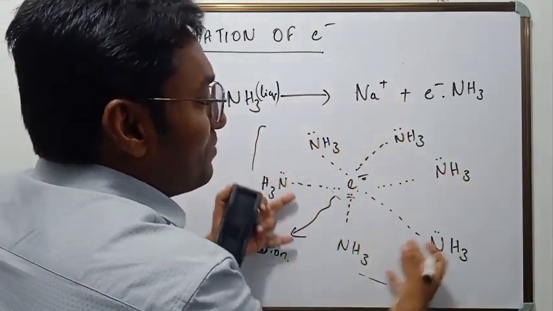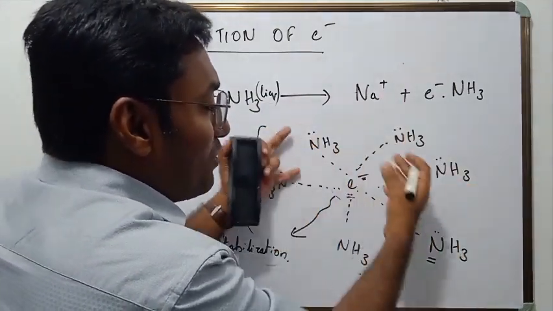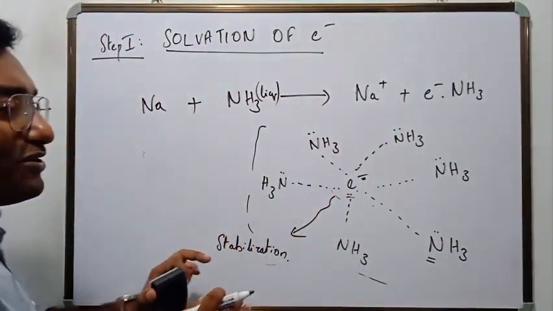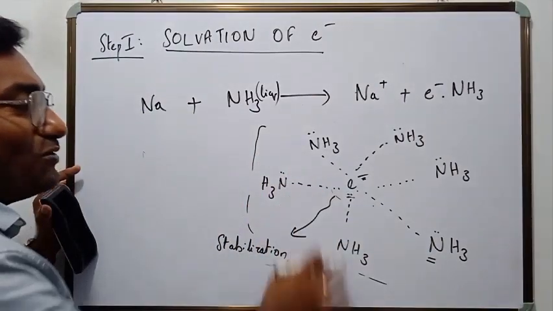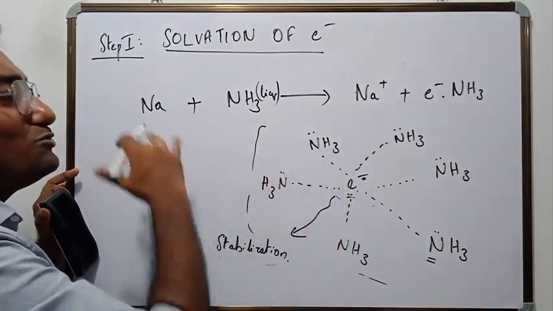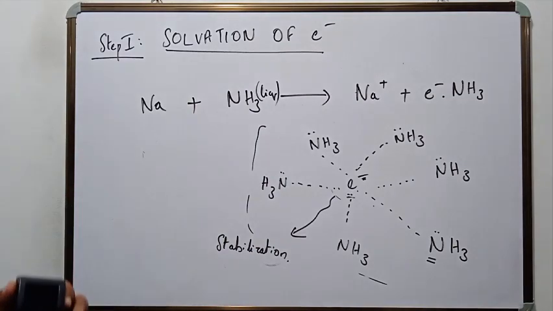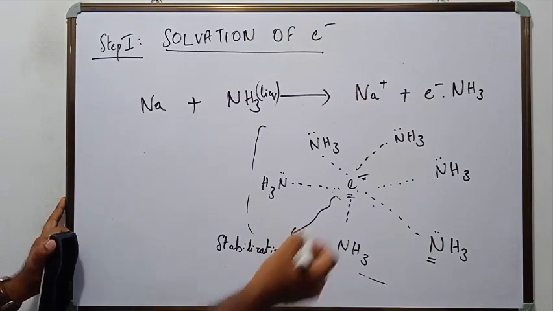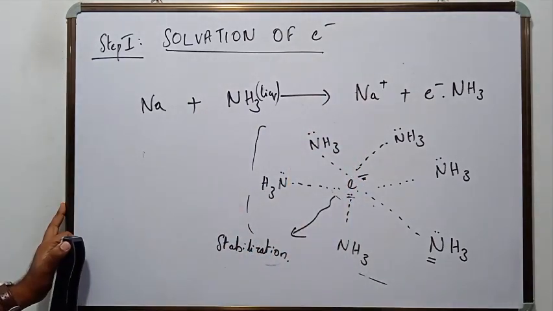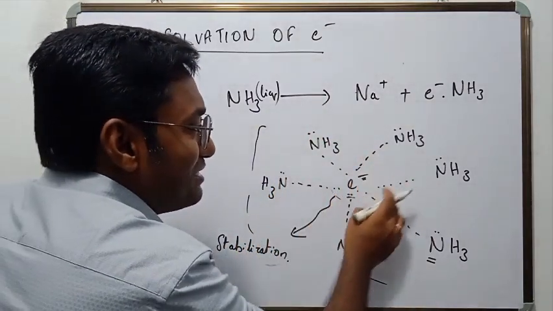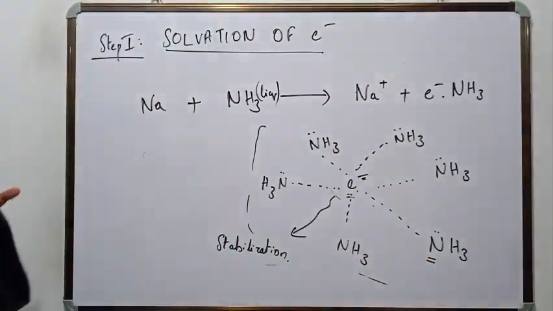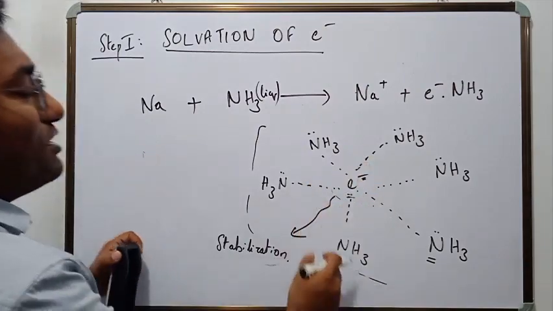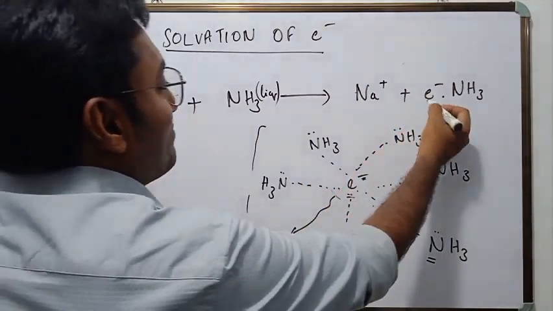All the solvent molecules surround the electron. Not only do they surround the electron, they decrease the negative charge on the electron. They diminish the negative charge on the electron, thus stabilizing the electron. So the solvation effect is happening. By solvation, the electron is getting stabilized, right? Somewhat its negative charge is decreased because of solvation, because the negative charge is being distributed to all the nitrogens. That is the reason. So somewhat the negative charge is getting decreased, and the electron is getting stabilized. So for the electron it is a good situation.